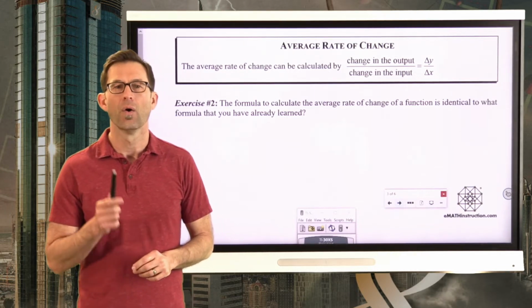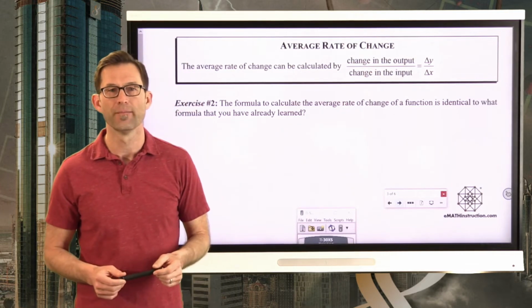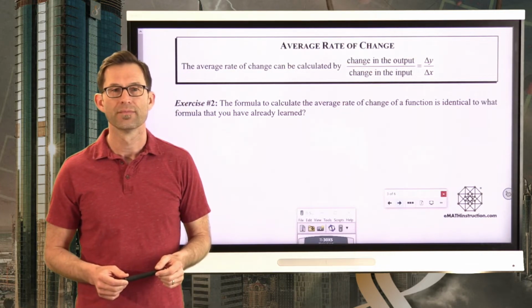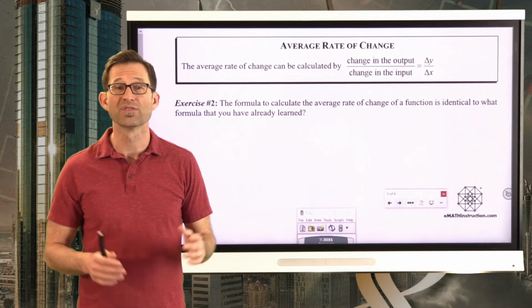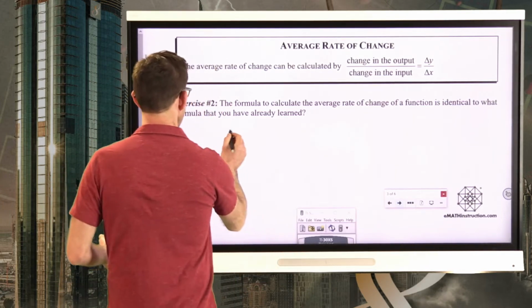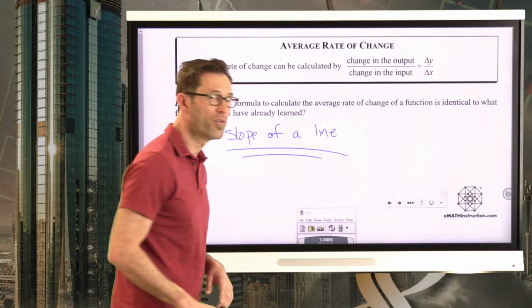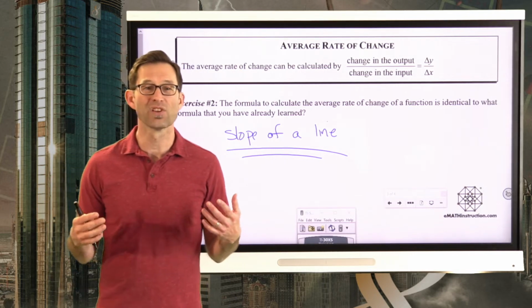In other words, this is exactly the same formula that we saw just 1 unit before for some other thing. What did this calculate in the last unit? Well, it calculated the slope of a line, right? This is just the slope of a line.